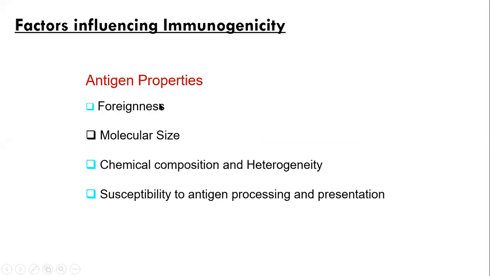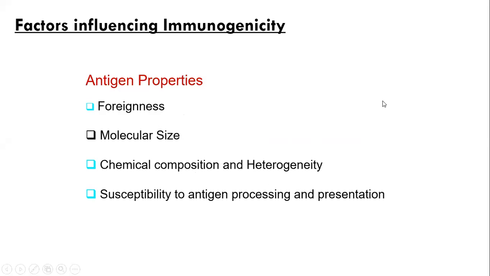How foreign is it? That is really important. And also the molecular size of the antigen is important, as are chemical composition and heterogeneity. We already know that most of the antigens are proteins. What are the proteins made up of? How heterogeneous are the proteins?